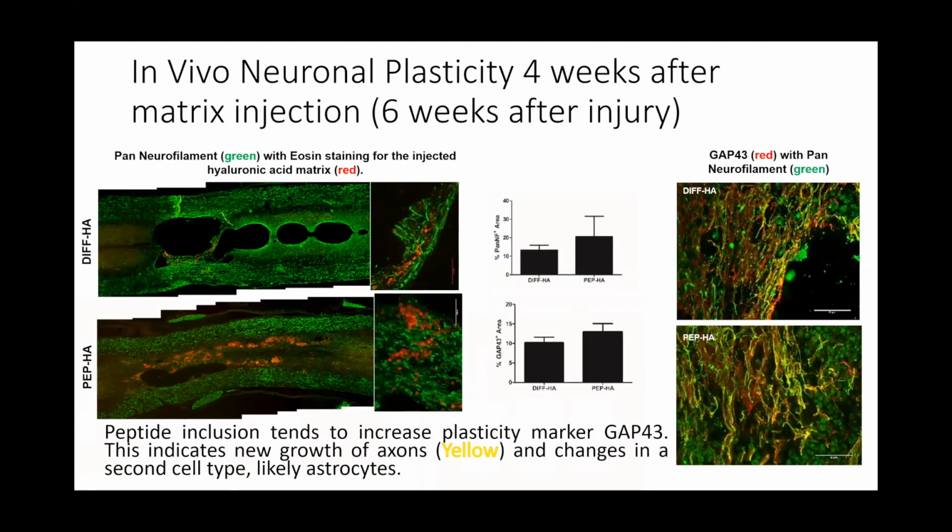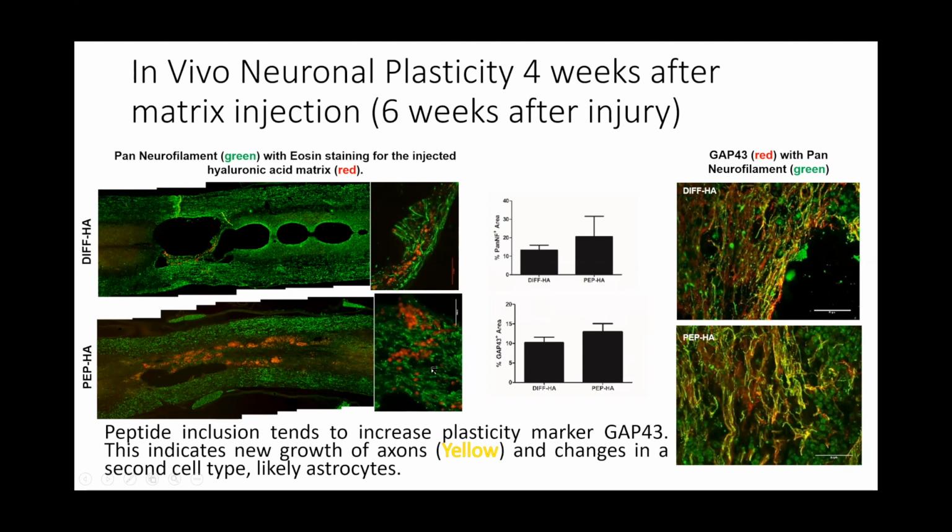So what we did here is we did a contusive model of spinal cord injury. After 2 weeks, we injected our matrix. In this particular set of pictures on the left, the red is our matrix 4 weeks after implantation or injection, and the green is neurofilament. So what you can see first is we have a lot more HA that seems to be hanging around from our matrix in the PEP relative to the DIFF. But we have good interaction with what's remaining of both matrices and the neurofilaments.